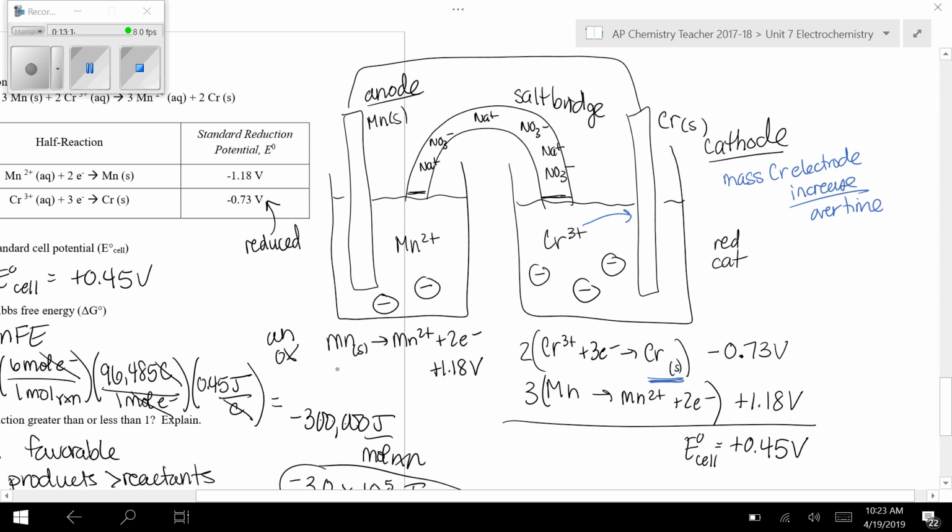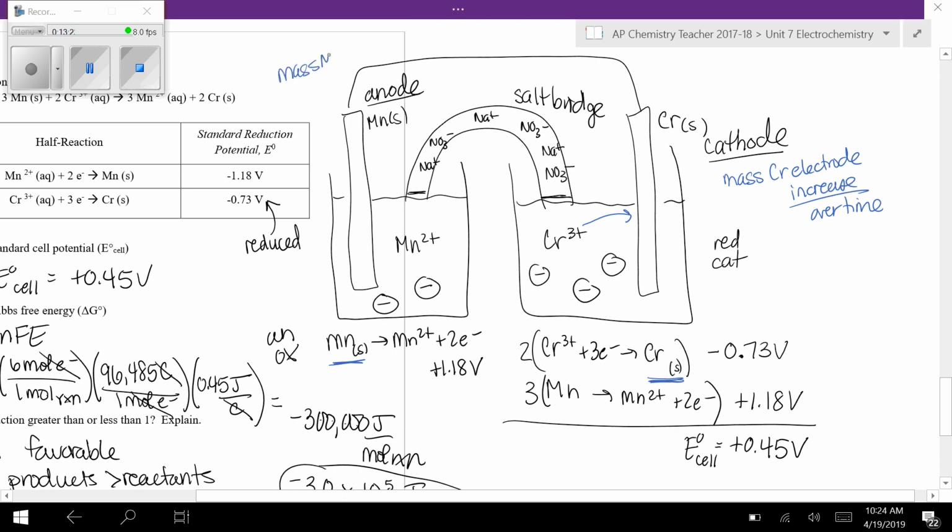On the other side, you are using up manganese. It's turning into aqueous manganese. So basically your solid manganese is dissolving. So the mass of your manganese electrode is going to decrease over time. And then what's happening in the salt bridge is over here, as the reaction proceeds, you're going to start making more manganese. You are going to have a buildup of positive charge.